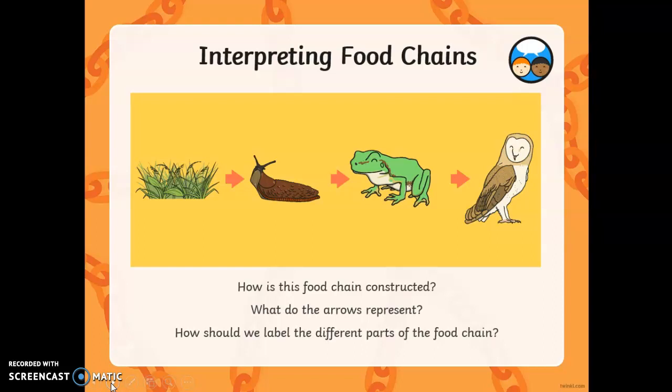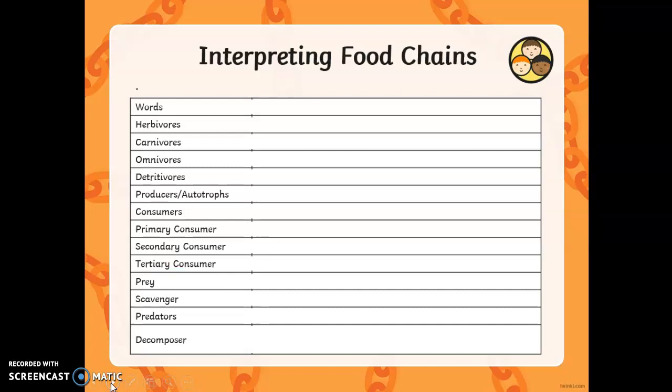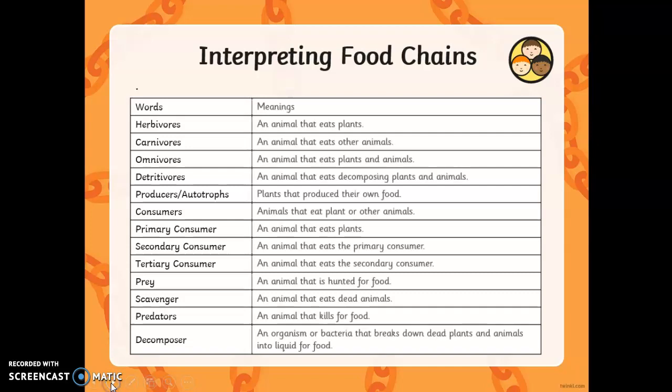Well, we're going to move on now and we're going to think about the vocabulary for the different parts of the food chain. And then we're going to have a go at making our own food chains and labelling them. So, some of the words that we are going to need when we're interpreting food chains.